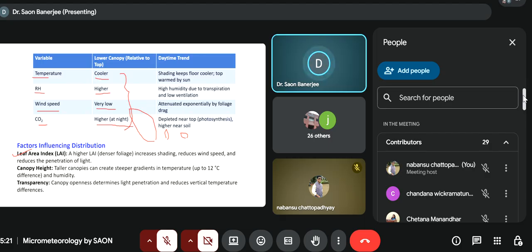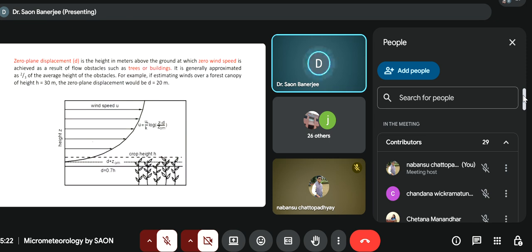Then canopy height: taller canopies can create a steeper gradient in temperature. Then transparency, or canopy openness, how it is opening. For example, a rice field or wheat field is one type, and if you have pea, green gram, soybean, their canopy openness is different. So these are the factors influencing the distribution of all the parameters. Now, the most important thing is wind.